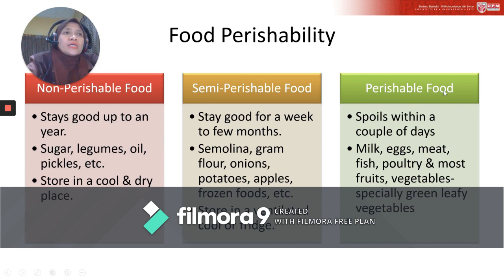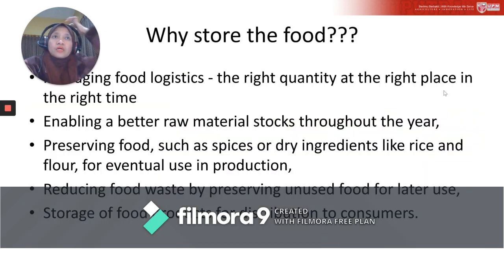And then perishable foods easily spoil within a couple of days, for example milk, eggs, meat, fish, poultry, fruits, and green leafy vegetables. So we need to designate the type of storage condition for each on the basis of their perishability rate.